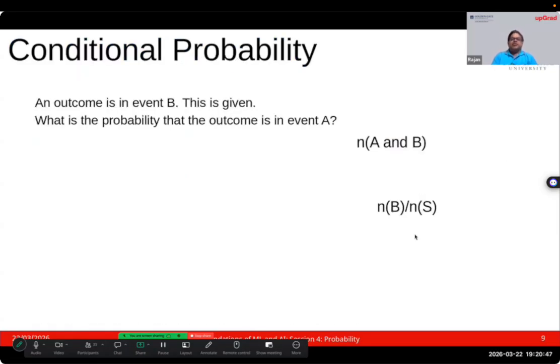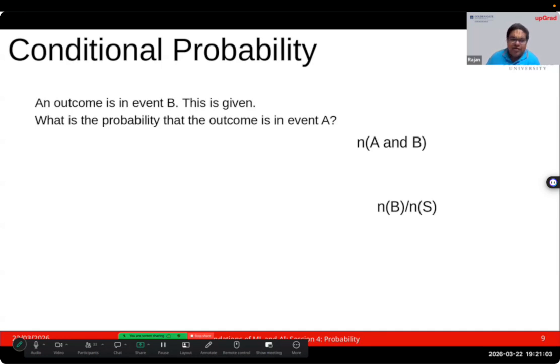Okay, now I'm going to talk about another very, very important concept called conditional probability. This is very important because this forms the foundational idea for everything that we are going to talk about from now on. Okay, so what is it?